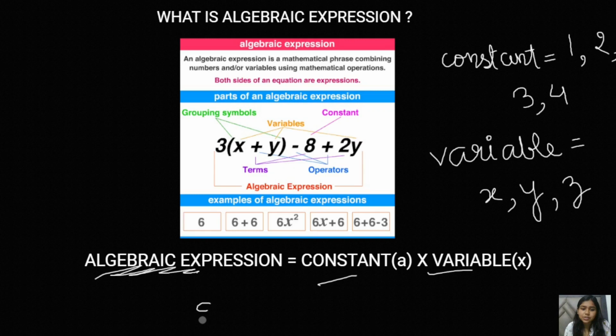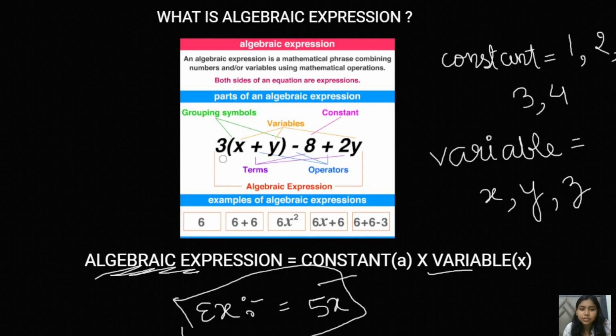So let's take an example of an algebraic expression. For example, we can have a constant like 5 and a variable like x. So this is known as an algebraic expression. You can have a look at this picture. There is a 3 mentioned here. The 3 is a constant term. 8 is a constant term. This x plus y, this is a variable term. This y is a variable term. So this is what we call a constant and a variable in an algebraic expression.